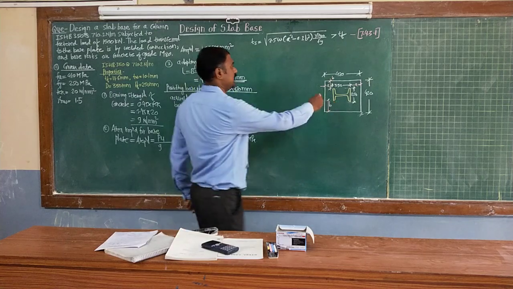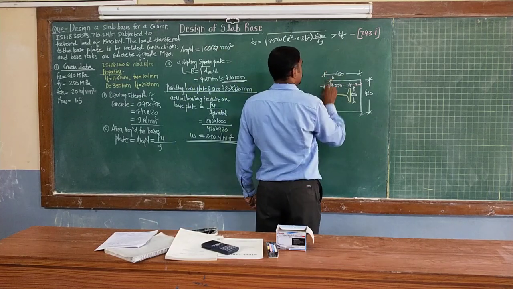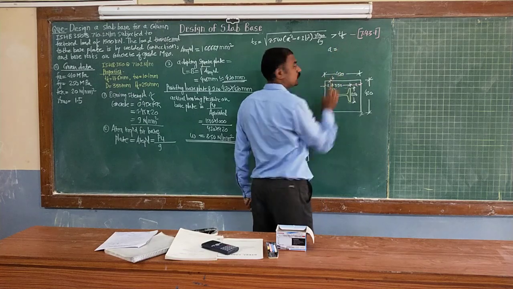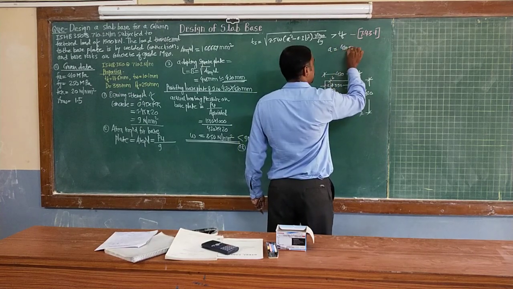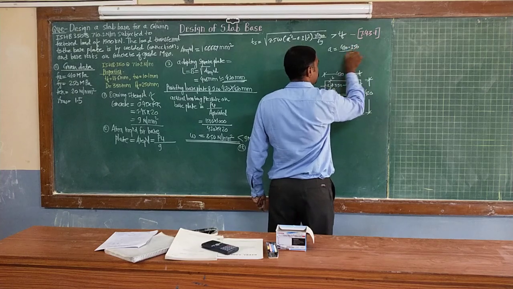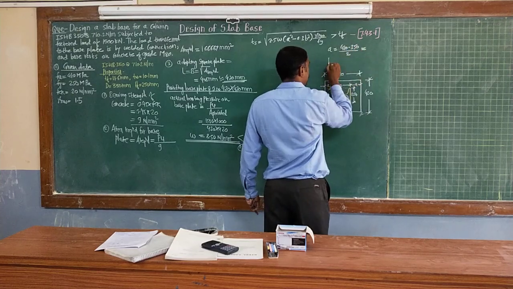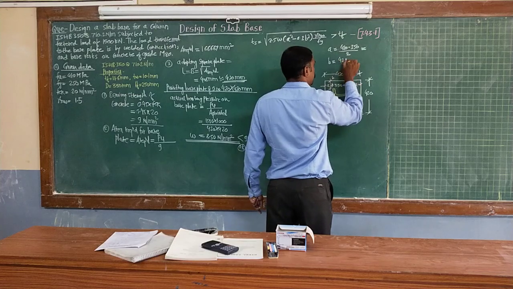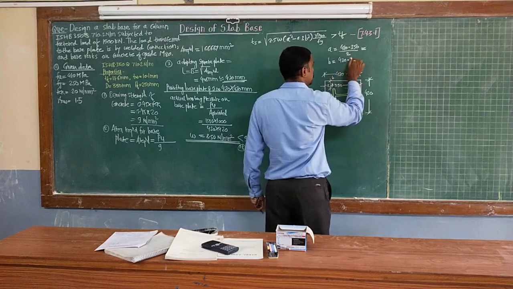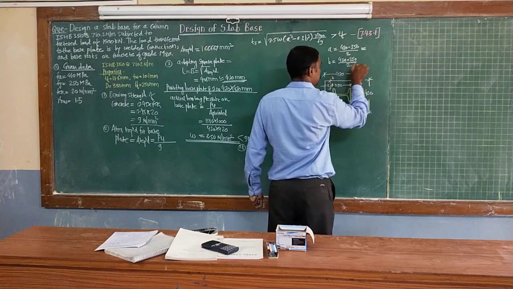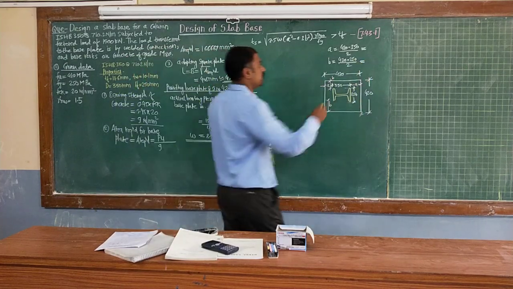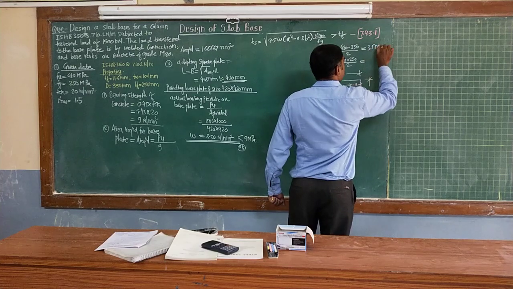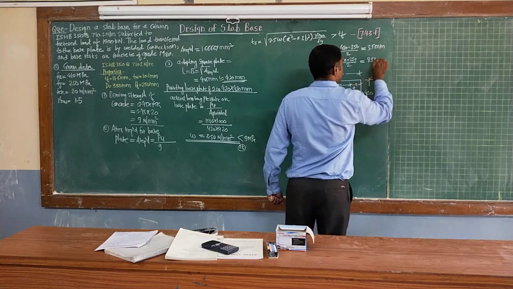So initially, suppose calculating with a projection, this is a projection, so a projection will be equal to total size 420 minus depth of section 350 divided by 2, and b projection will be equal to again 420 minus width of flange, that is 250, divided by 2. So a and b projection we have calculated: 35 mm and 85 mm.